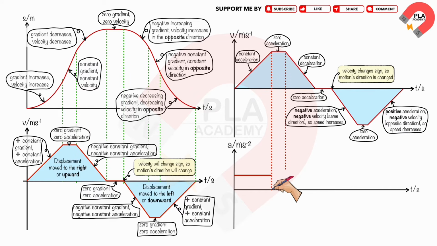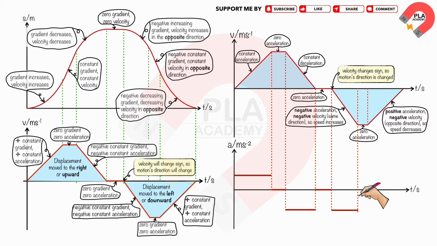At this section, we draw the graph like this to represent 0 acceleration. At this section, we draw the graph like this to represent constant negative acceleration. Then 0 acceleration, then constant negative acceleration again, then 0 acceleration, and finally constant positive acceleration.